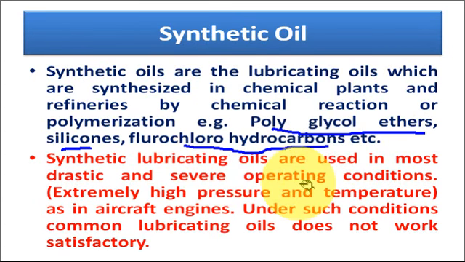These synthetic lubricating oils are used in the most drastic and severe operating conditions because these are man-made. So whatever qualities we want in the lubricating oil, we include such types of chemicals which can provide those qualities. So these synthetic lubricating oils are very useful in drastic and severe operating conditions, that means extremely high pressure and temperature conditions. For example, in aircraft engines, under such conditions common lubricating oil does not work satisfactorily.